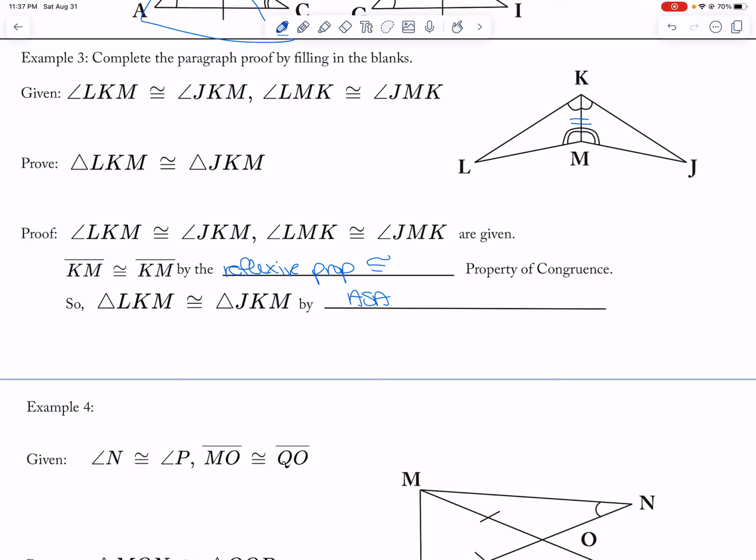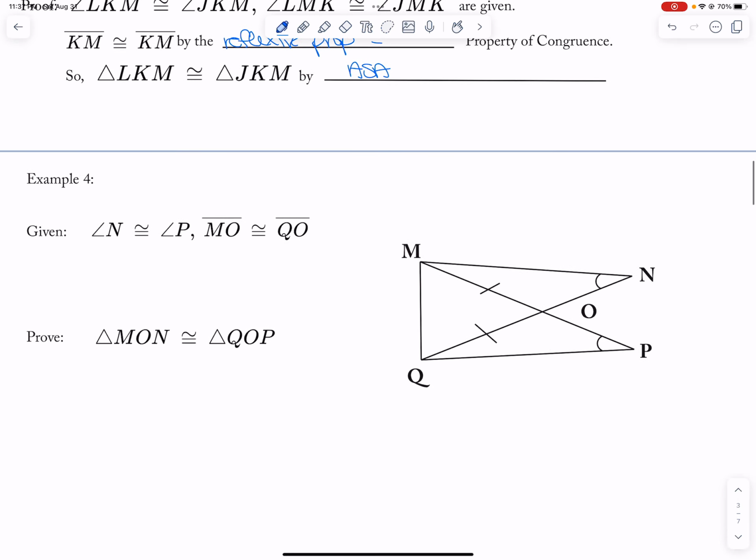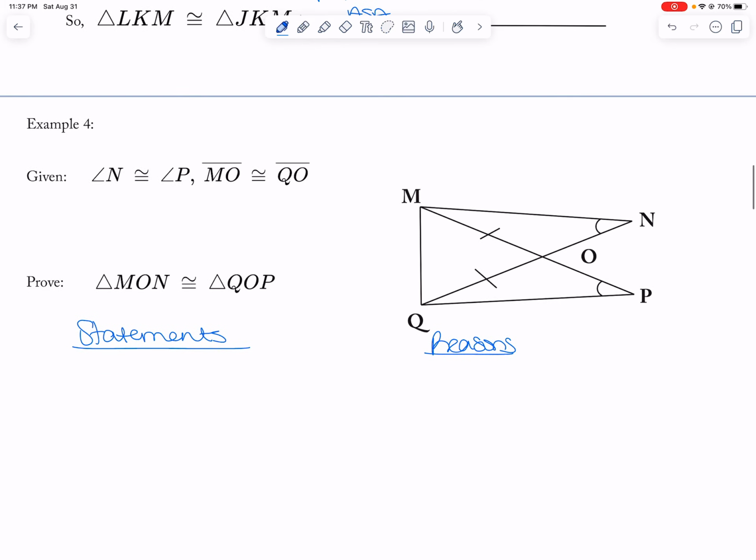These ones we have to write on our own. Okay, so statements. I think I know why my handwriting is so bad, because I'm like, oh, let's just get through the lesson. So when I write fast, my handwriting is really bad. Okay, so angle N is congruent to angle P, and that is given. And then what else is given? MO is congruent to QO, which is also given.